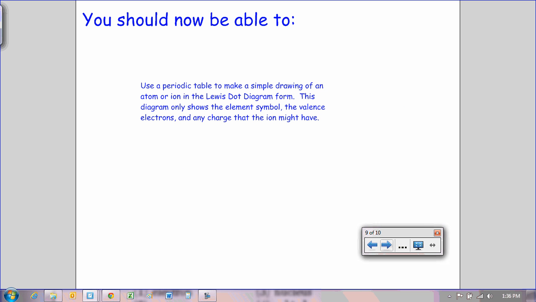Well, anyways, now you should be able to use that periodic table to make simplified drawings of an atom or an ion in the Lewis dot diagram format. This only shows the element symbol, the valence electrons, and any charge that the ion might have. Thing to remember is if you have an ion that you're trying to represent, you have to add or remove those electrons from the electron configurations so that your Lewis dot diagrams are correct.